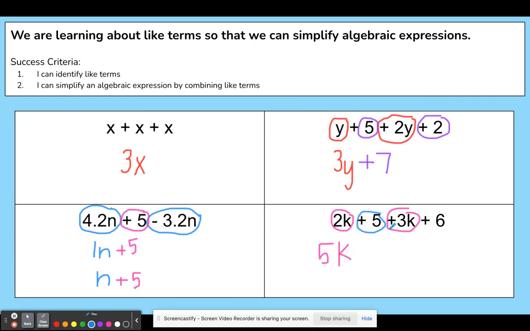I had 5 plus 6. Those are my regular old numbers. Those are like terms because they're matching, no letters. 5 plus 6 is 11. So I have 5k's and 11, which is a regular number. And that is how you identify like terms and simplify algebraic expressions by combining like terms.